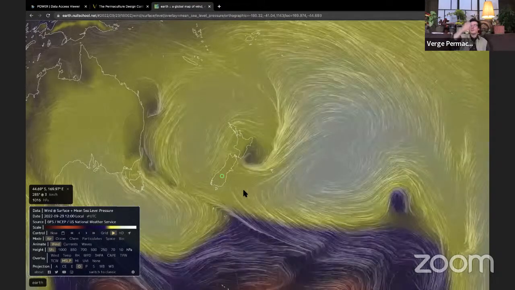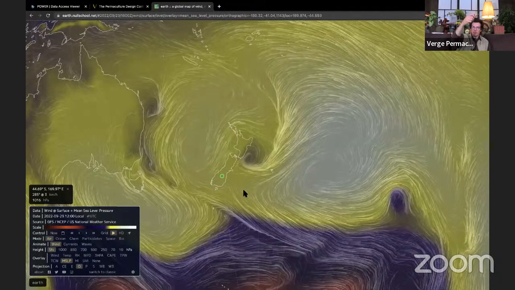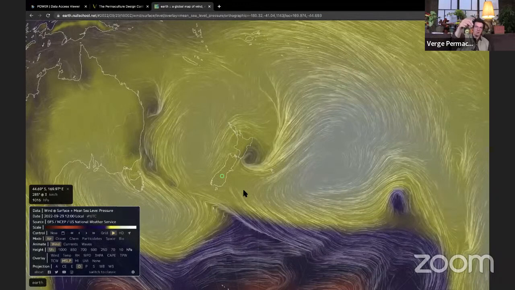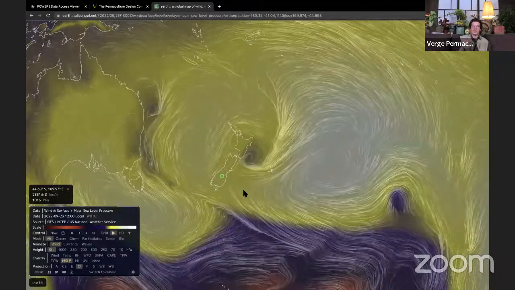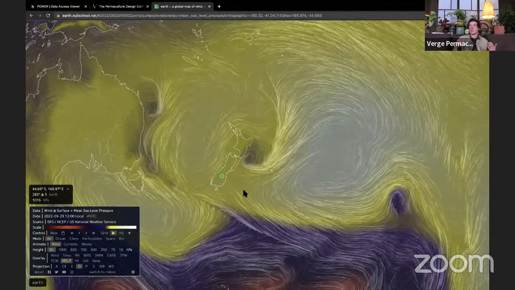And so if the wind is coming from the north, it's likely to be blowing that northerly cold air towards you. And so the risk of frost just went up a little bit.